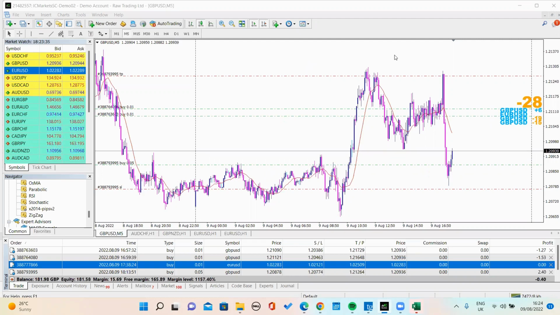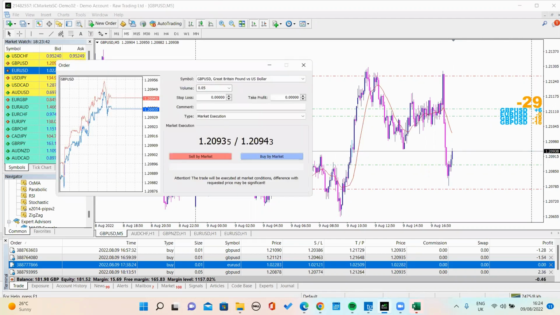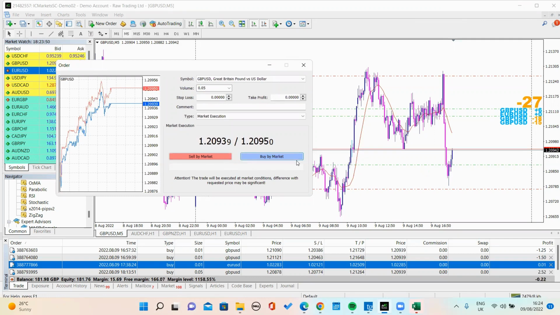So first of all, I'm going to open, and by the way, I've got trades in because I was doing a video before and I've just left them in. So I'm going to open this new order chart right here. On it you can see instantly you've got sell by market, buy by market. So if you're going to put a trade in, those are the buttons, especially if you wanted to do a market execution, those are the buttons that you would press to enter.